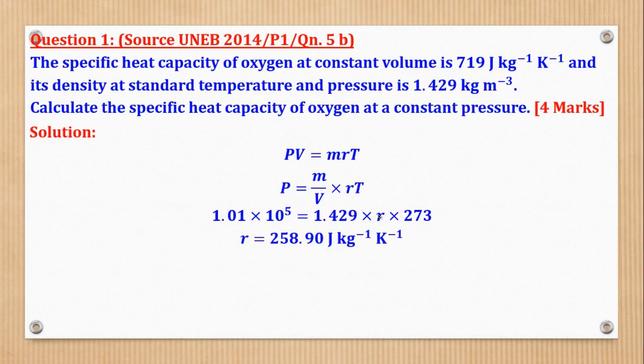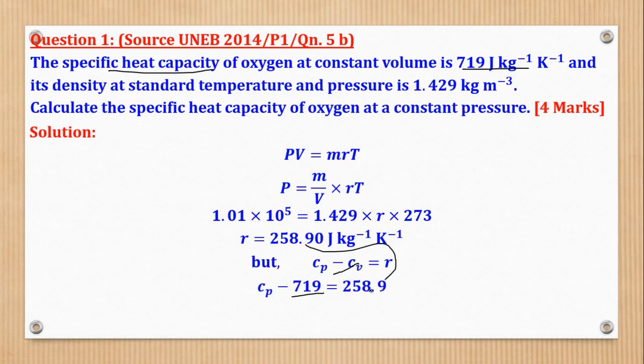After getting small r, we shall remember the relationship between Cp and Cv in small letters. Then we shall quote it, because with this one we know Cv. Substitute for Cv and also the r you have got. Then make Cp the subject. And that's what they wanted.